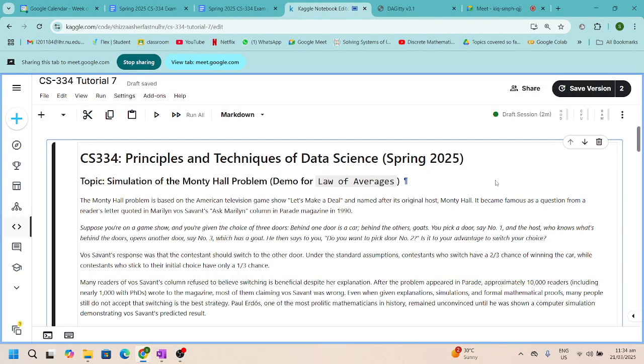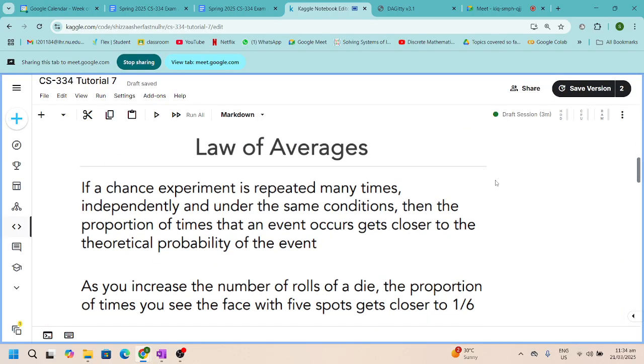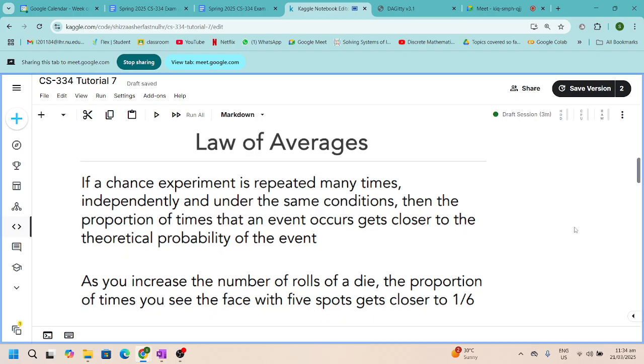Perfect. Thank you. So we're going to look at a simulation of the Monty Hall problem, and using this problem, we're going to try and gain a better understanding of the law of averages. So I'm quickly going to reiterate what the law of averages is. It says that if a chance experiment is repeated many times independently and under the same conditions, then the proportion of times that an event occurs gets closer to the theoretical probability of an event.